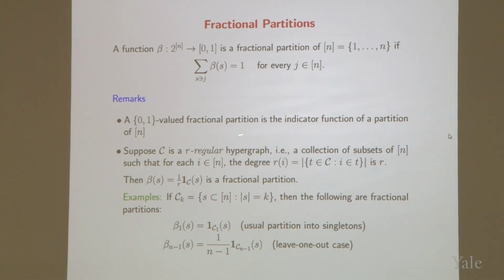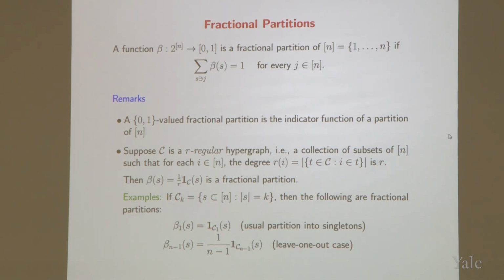Right? So the point to note is that if you insist that this function beta takes only the values 0 and 1, that's exactly the indicator function of a partition of [n]. So this is a sort of convex relaxation of the partition constraint. And so these things are called fractional partitions.